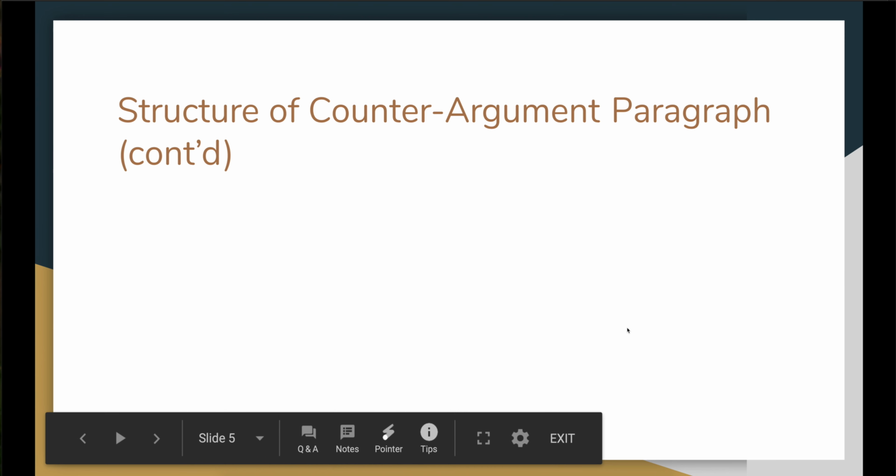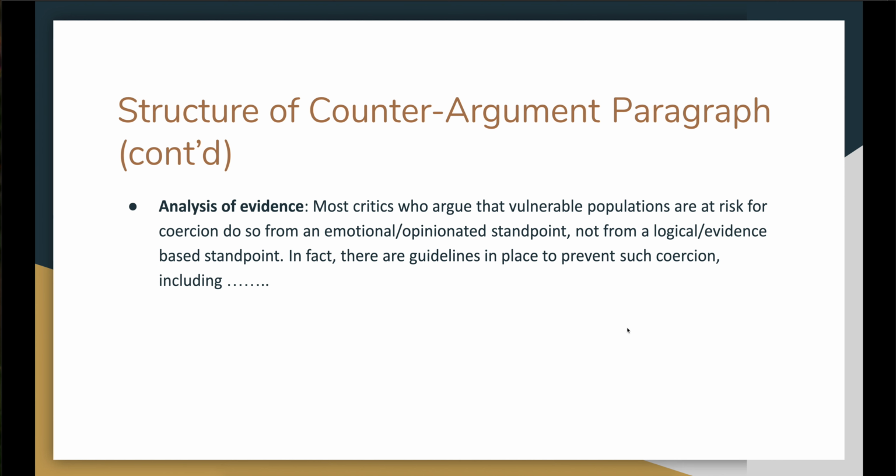Now the next step is I'm going to analyze my evidence. And of course, in your analysis you're explaining what the evidence is showing. So I have here, most critics who argue that vulnerable populations are at risk for coercion do so from an emotional or opinionated standpoint, not from a logical or evidence-based standpoint. In fact, there are guidelines in place to prevent such coercion, including, and then I can go on to further expand on what those guidelines are and develop that point.